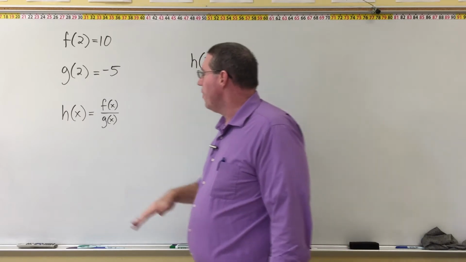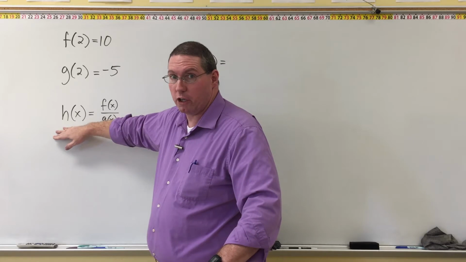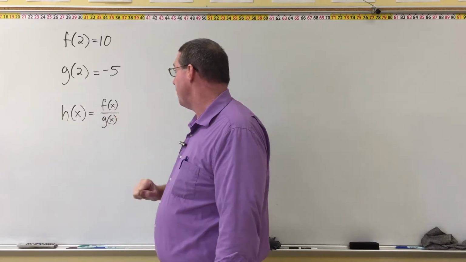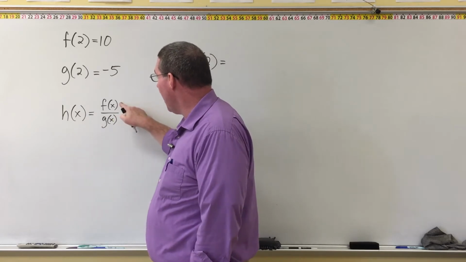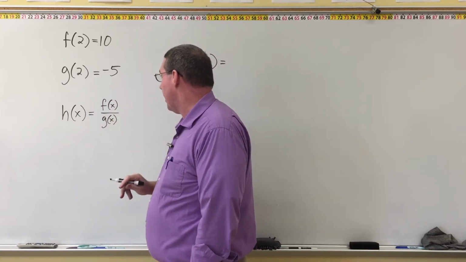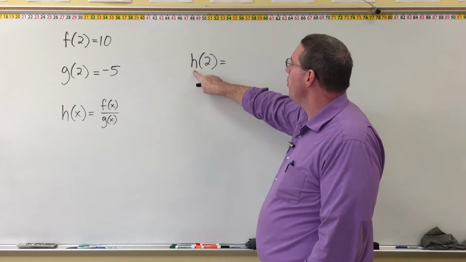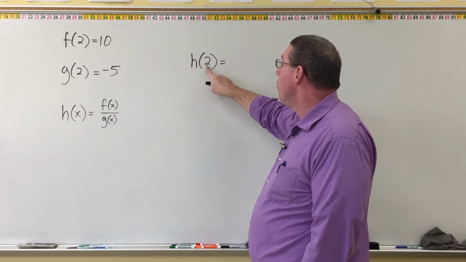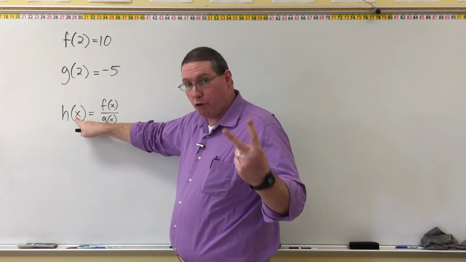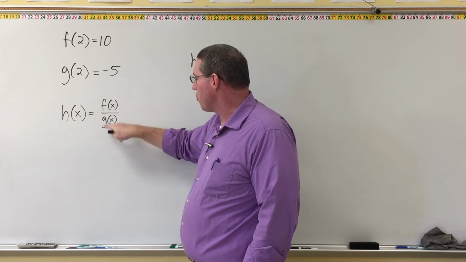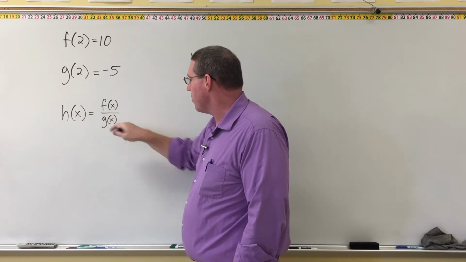Then we're told that h of x, a third function, is a composition function of f of x and g of x. Okay? That h of x is f of x divided by g of x. And so now the question that's being asked is, well then what is h of 2? Well, the way we're going to solve this is since x is being replaced with a 2, we're now going to write f of x over g of x, but we're going to replace this x with a 2, and we're going to replace this x with a 2.